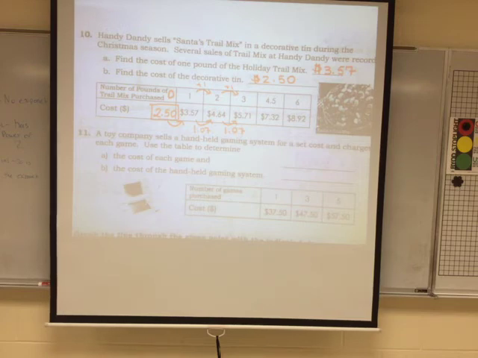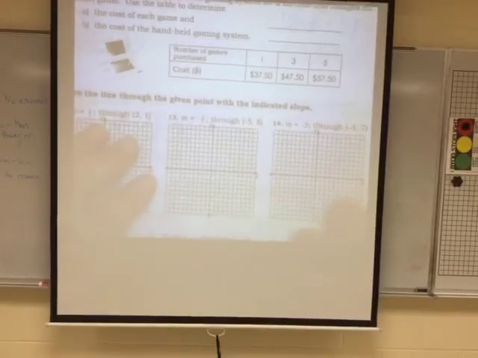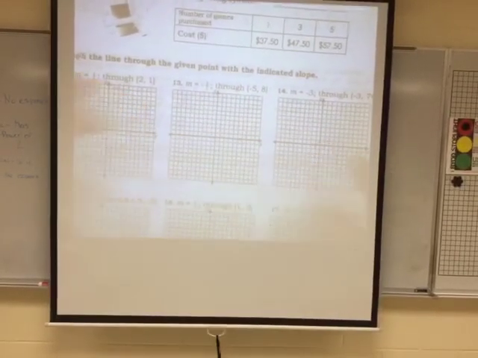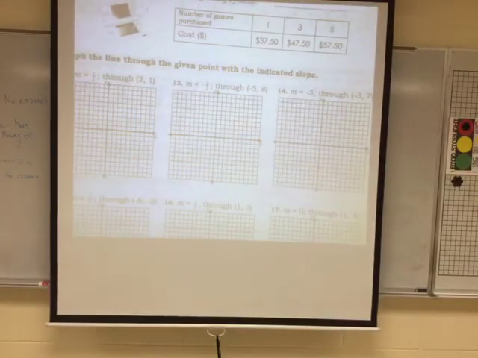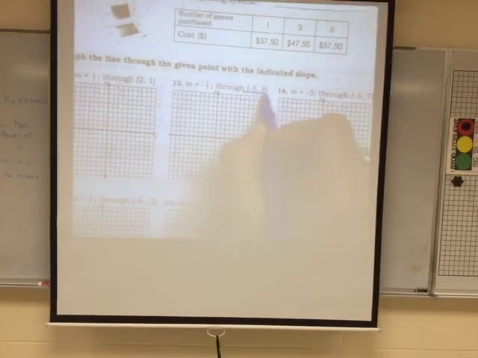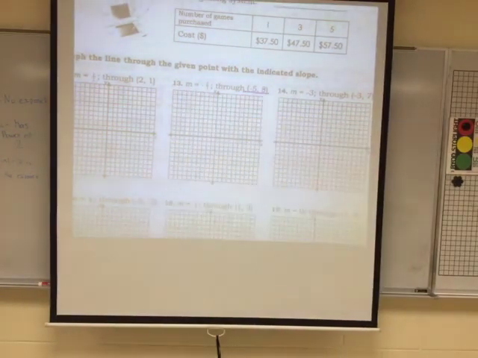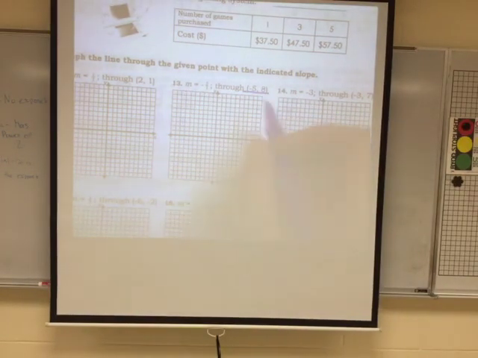Number 12 through 17. Let's see, let's do number 13. The directions say graph the line through the given point with the indicated slope. So to do this, I'm going to graph this point first and then use the slope to find some additional points. So my point is -5, 8.